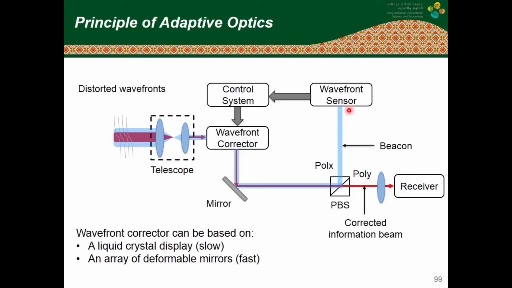The information about the distortion is forwarded to a control unit, which computes a suitable inverse or correction phase, which is applied to the wavefront corrector to correct the incoming wavefront or the incoming information carrier beam.